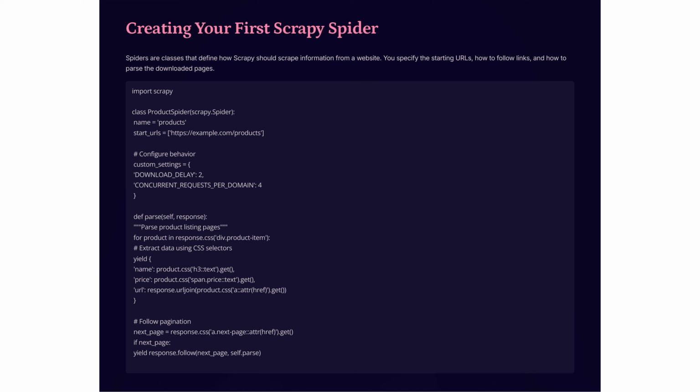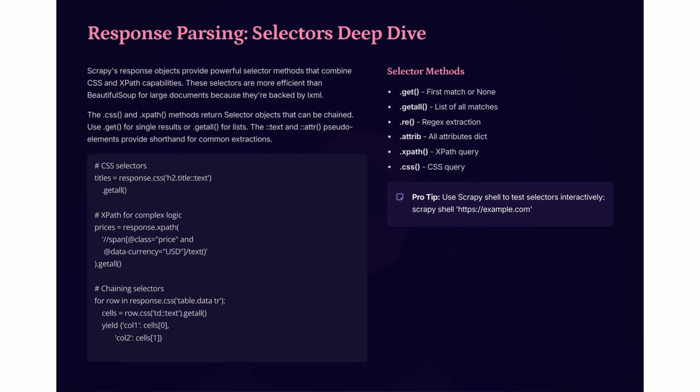Implement pagination by following links to subsequent pages. Customize behavior with settings like download delay and concurrent requests per domain to optimize scraping efficiency. Scrapy's response objects offer robust selector methods, combining CSS and XPath for efficient parsing.